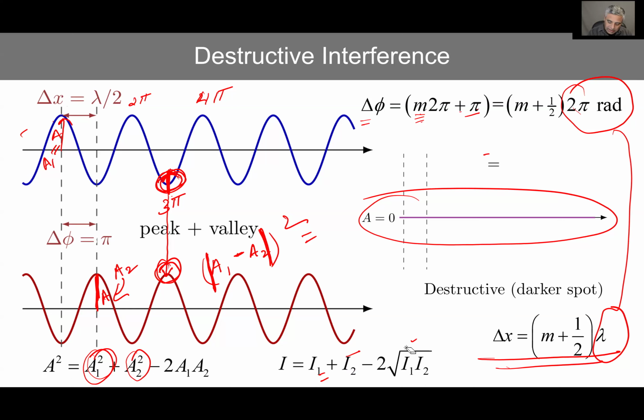So this is like constructive interference. However, this has a negative sign now for the destructive. So that's how it turns out.